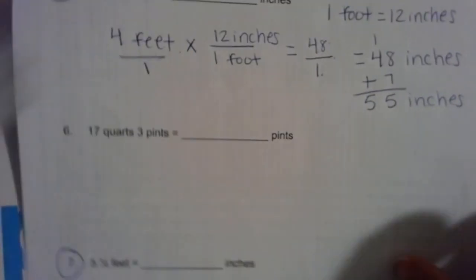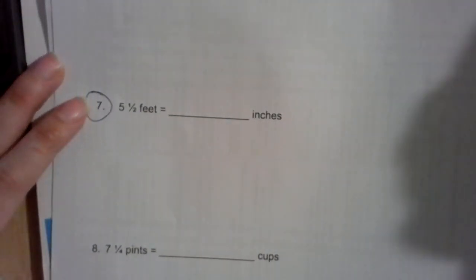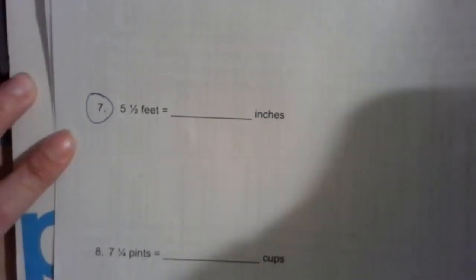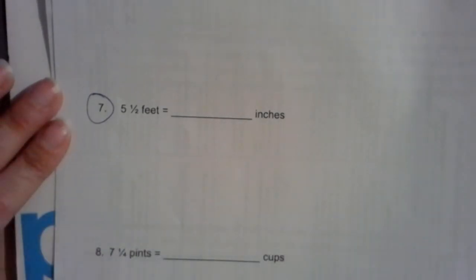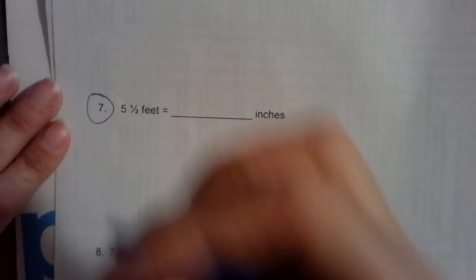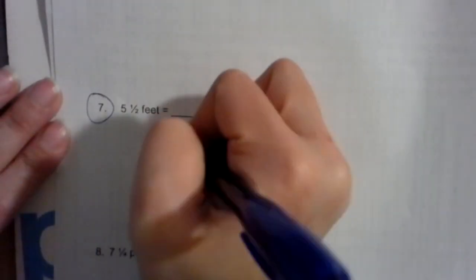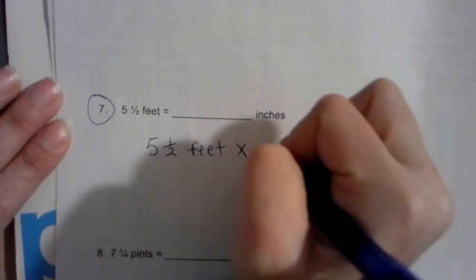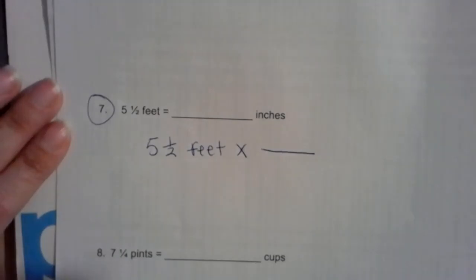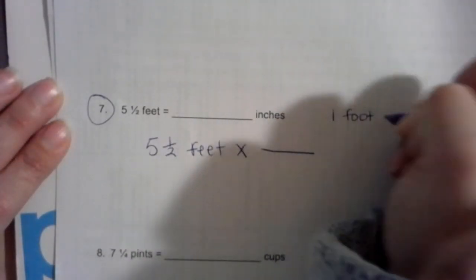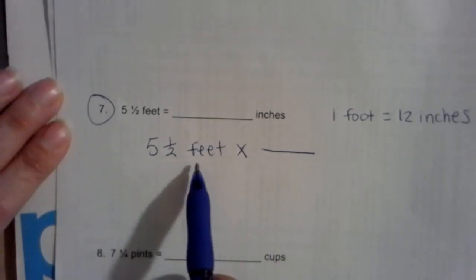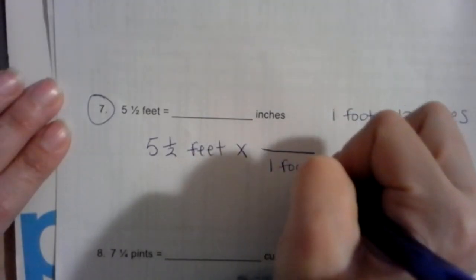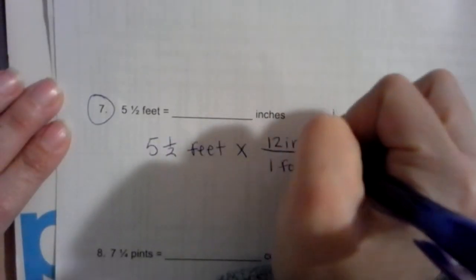This next problem is all the same steps, but we have a slight little difference. We are starting with a mixed number here. Now that does not change the steps, but there's an intermediate step that can get confusing. So we have 5 and a half feet, and we're going to multiply it by our conversion factor. From our previous problem, we know that 1 foot equals 12 inches. Because I began with feet, 1 foot is going to go on the bottom. 12 inches is going to go at the top.